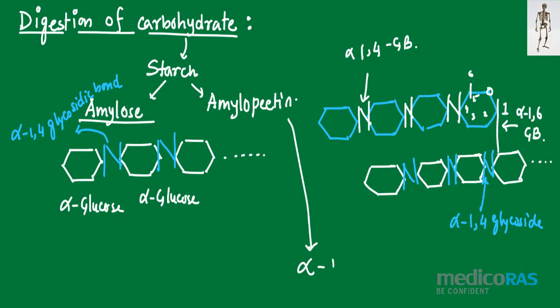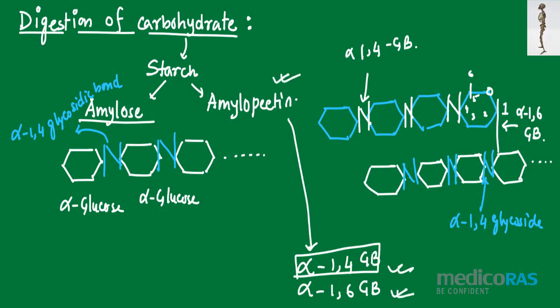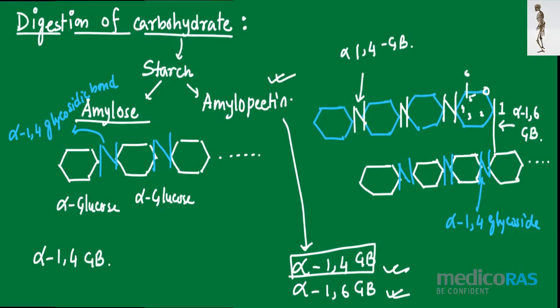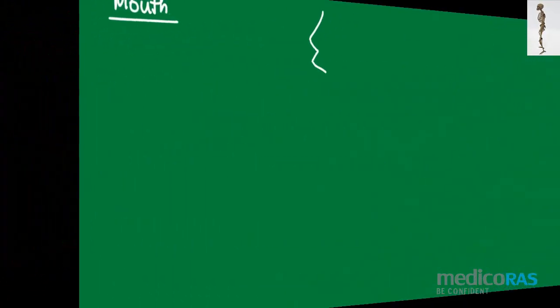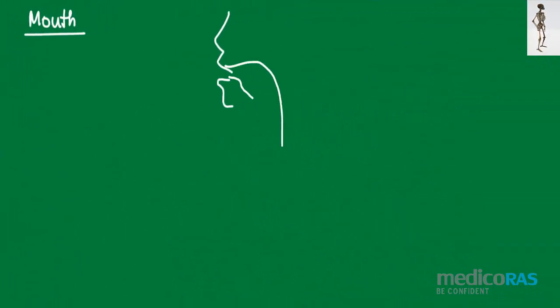The branch structure is formed by alpha 1,6 glycosidic bond, whereas the linear structure is formed by the alpha 1,4 glycosidic bond. So two bonds are present in the amylopectin structure, whereas only one bond is present in case of the amylose structure. If this concept is clear, then it becomes very easy for us to understand the digestion process. So if we start with the mouth, the common enzyme present is known as ptyalin.